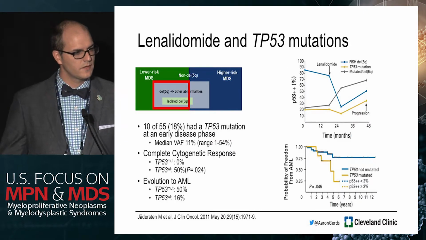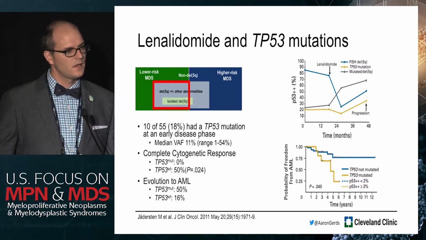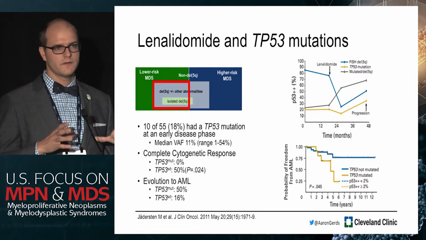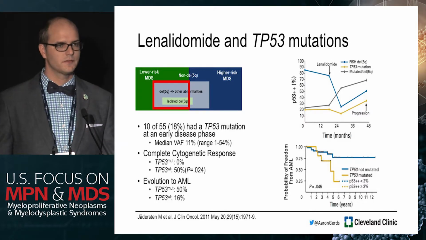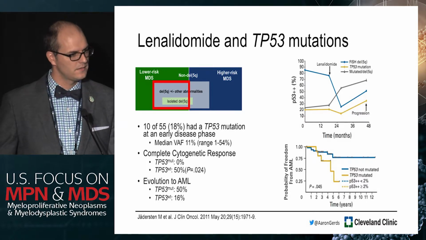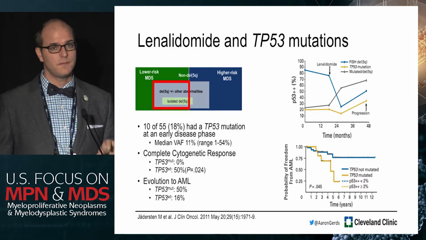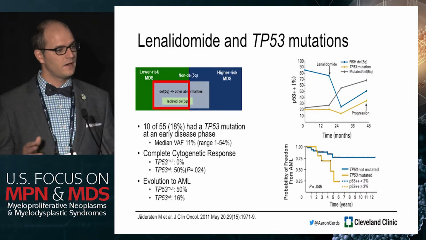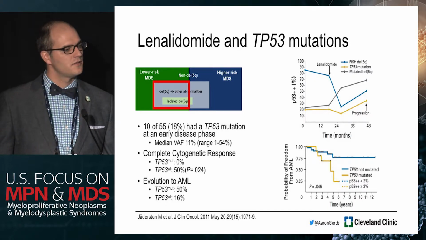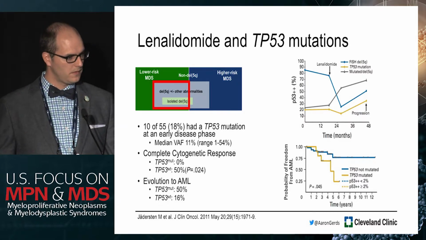And this one particular study was one of the ones that really highlighted this issue. They took patients that were lower risk MDS and had the del(5q) abnormality, plus or minus other cytogenetic abnormalities, and they did sequencing on these patients. And 18% of patients had a P53 mutation prior to treatment, with varying variant allele frequencies. The average variant allele frequency was 11%, but the range was 1 to 54.